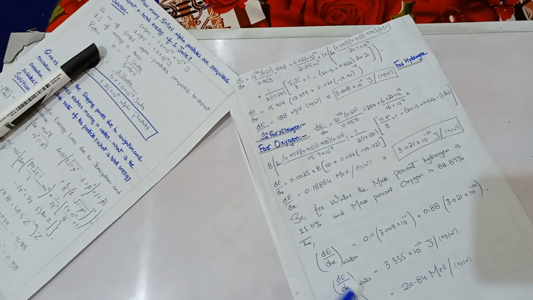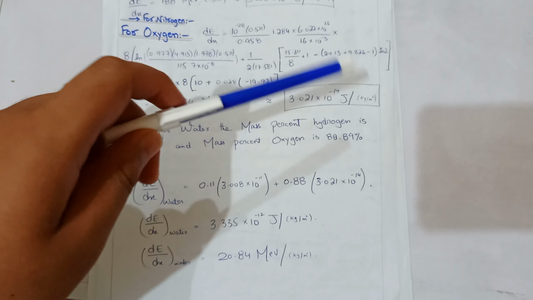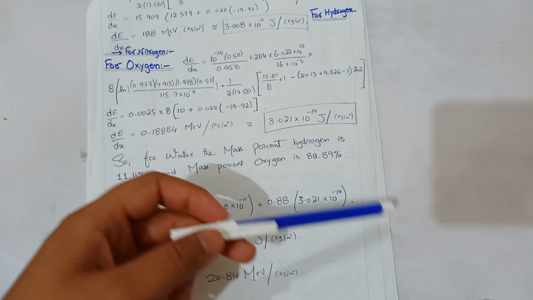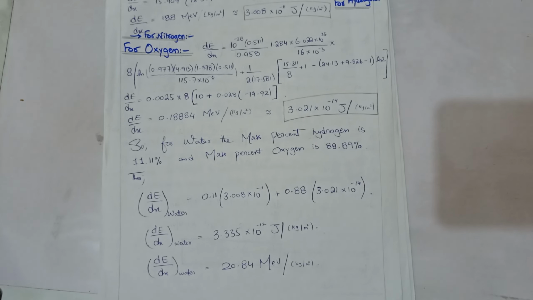So this is the whole procedure. You will find your expression, okay. For oxygen, you will get your final expression in joule per kg per meter square. This is equal to 3.01 multiplied by 10 to the power -14.